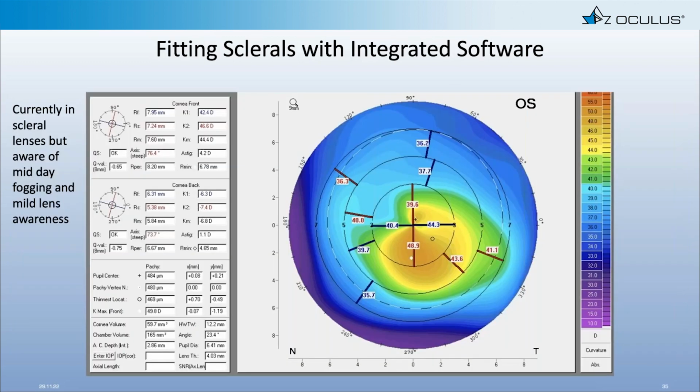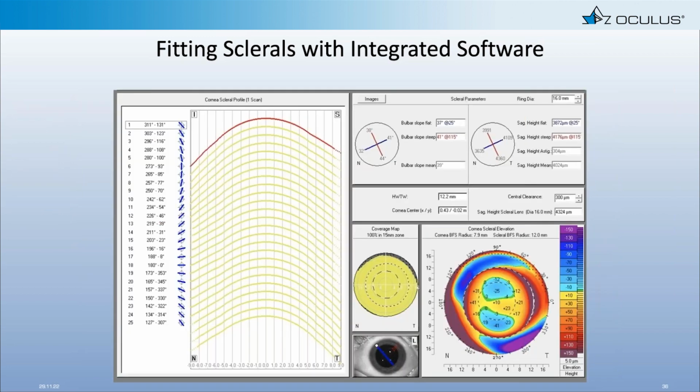Now, again, there is integrated software and you can certainly use that. Here's a case of a patient who's currently in scleral lenses, but having issues with mild lens awareness and some midday fogging. We look at the lens fit, and it's okay, but it's not great. And so we washed him out of his current sclerals, had him come back and did a CSP Pro. And you see the data coverage we have here in the yellow in the center of our map. And you can see the map on the right, and it looks somewhat irregular.